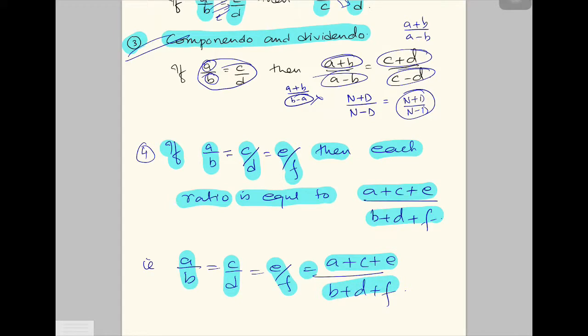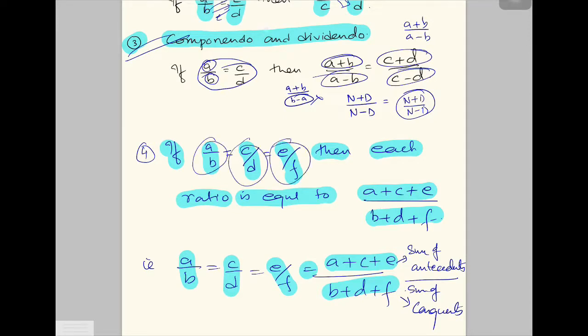I can write it as this is a sum of antecedents, because the first term of the ratio is called antecedent, divided by sum of consequents. The second terms are called consequents. So if three ratios are equal, 1, 2 and 3, they can be further equal to the sum of the antecedents divided by the sum of the consequents. Remember this property. We will do a sum based on this property.